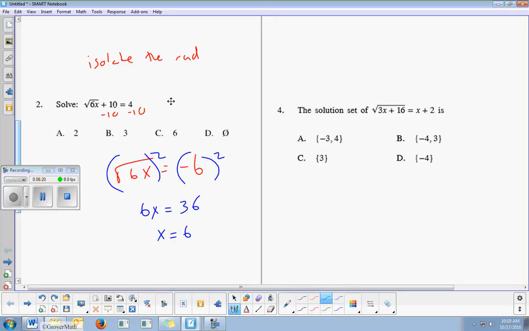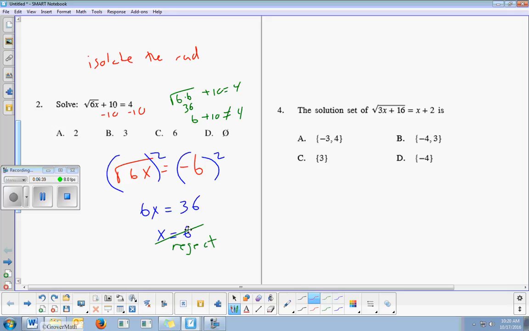Now I want to check my answer. So when I plug in a 6 here, I get the square root of 6 times 6 plus 10 equals 4. Well, 6 times 6 is 36. The square root of 36 is 6. And 6 plus 10 does not equal 4. So what we would do is cross this answer out and write the word reject. You actually do need to write the word.